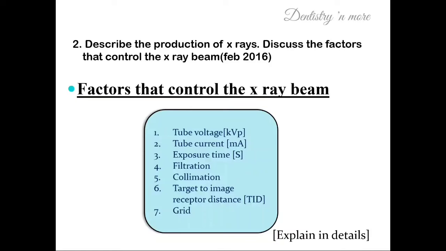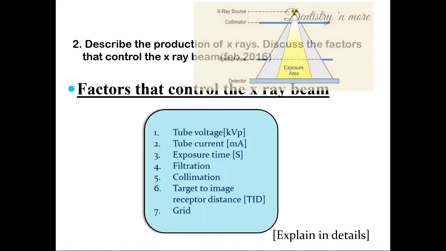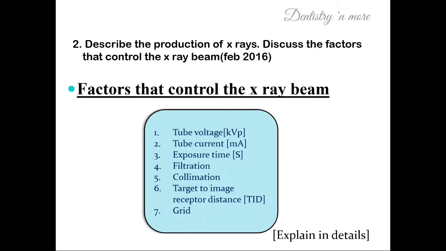Next is collimation. Collimation is nothing other than a metallic barrier with an aperture in the middle, and the function of collimation is to restrict the shape and the size of the X-ray beam, such that only the required beam of X-rays is irradiated to that volume of tissue. The material used in collimation is lead, and we have two types of collimators, circular as well as rectangular. The rectangular ones are more preferable because they limit the beam to the size of the intraoral receptor, which is also rectangular in shape.